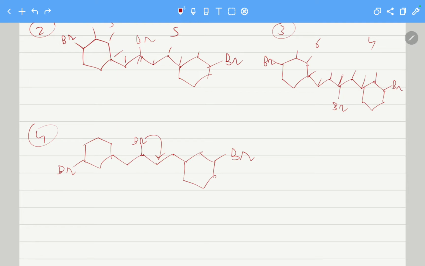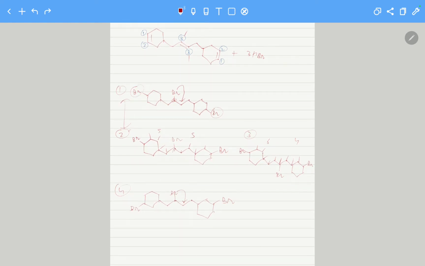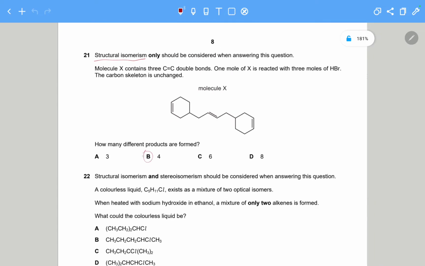So essentially we get 4 of the same bromines, and that's why the answer to that question will be 4, which is B. 4 of the 4 different structural isomers.